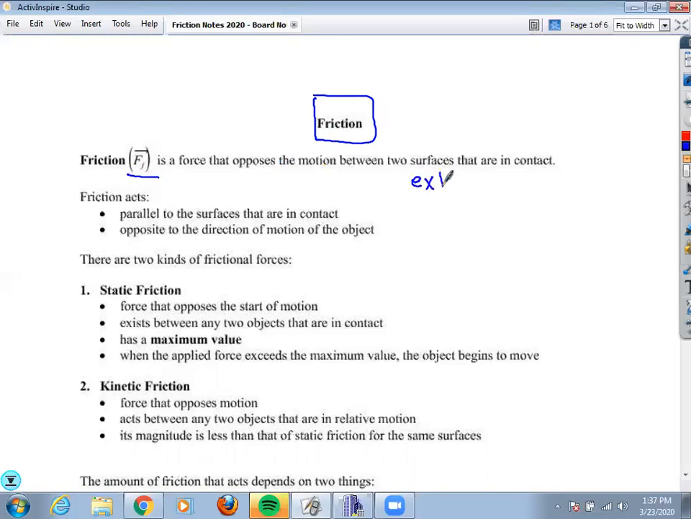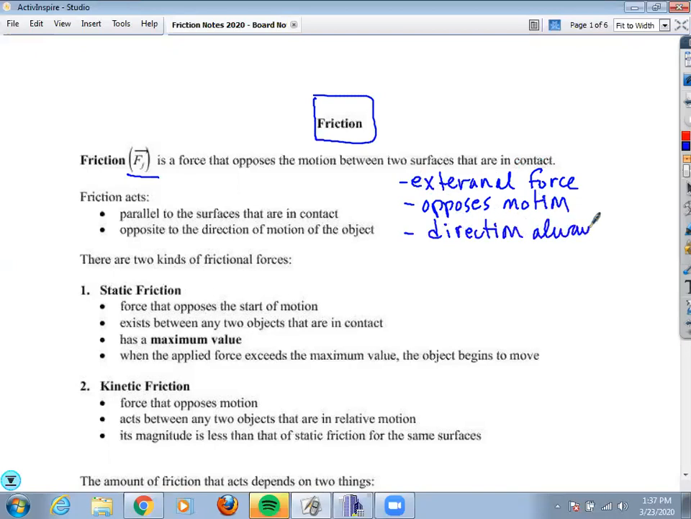So it is an external force, okay? And it opposes motion. Therefore, its direction is always opposite to the motion. Because it's always opposite to motion, we always consider friction, F_F, as negative when we're dealing with our F_net statement.